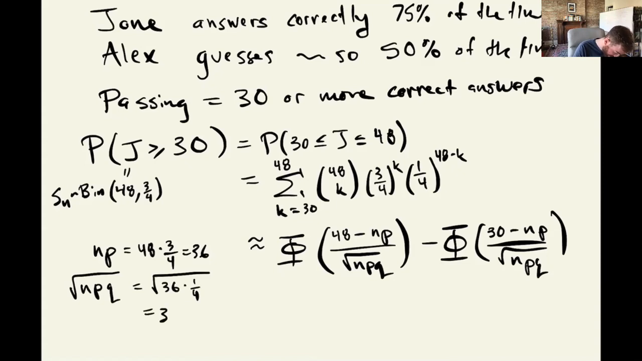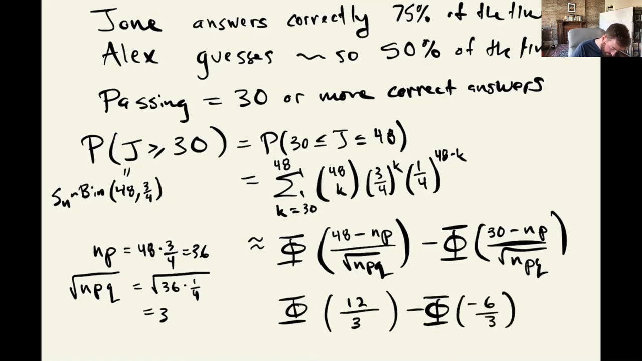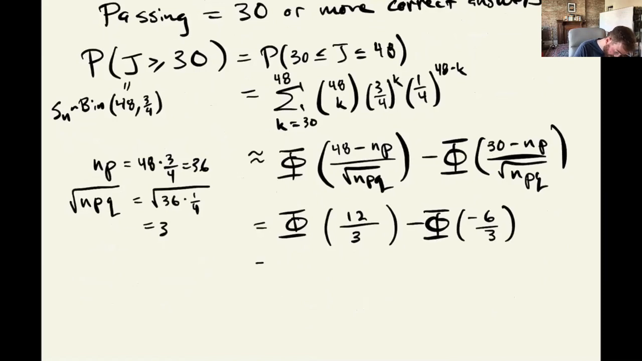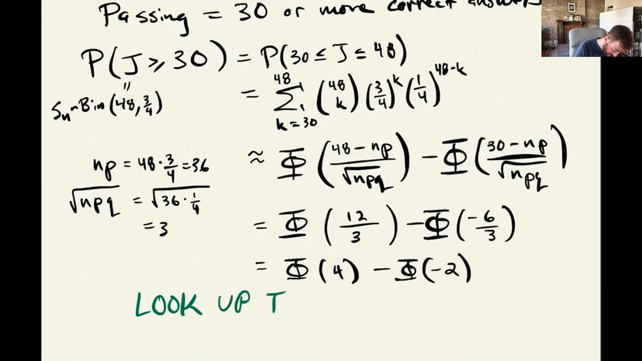All right, so now I can actually compute these values. So now I'm going to look up phi of 48 minus 36, which is 12, divided by 3, minus phi of 30 minus 36, which gives me -6, divided by 3. And so now I just need to look up what is phi of 4 minus phi of -2 in my z table. So now let's go look it up in my z table.